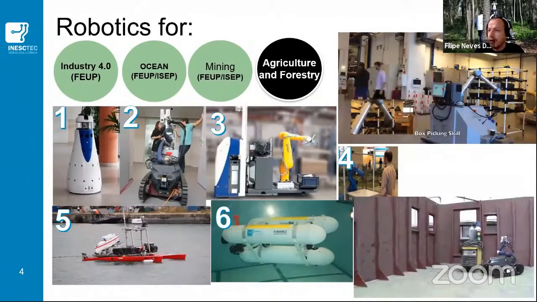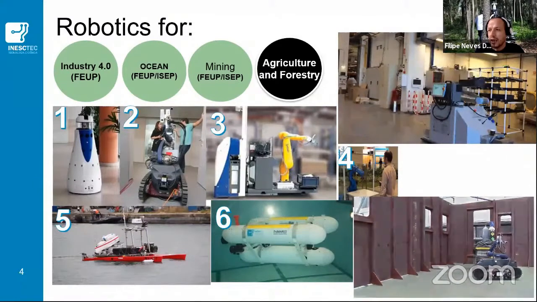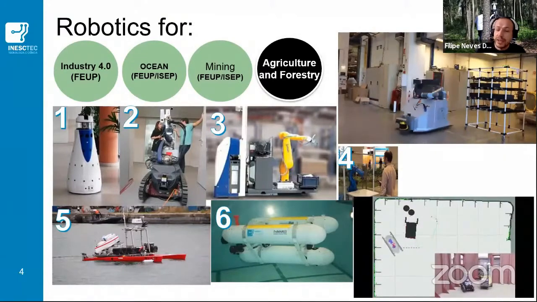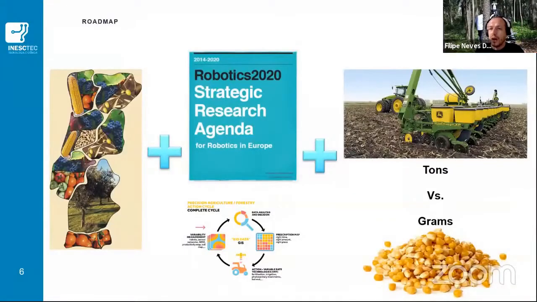In our research center, we have two groups that are working mainly in robotics for industry, ocean, mining, and agriculture and forestry. What brings us to this presentation is the work that we are realizing in our laboratory that is called Laboratory for Robotics and IoT for Smart Precision Agriculture and Forestry, okay? So how was this laboratory born? This was born in 2014. We looked at the Portuguese reality, and we tried to find out how robotic technologies could help the agricultural and forestry sector.